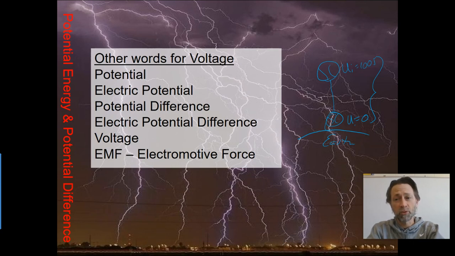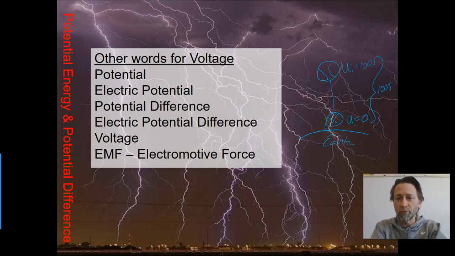Now, can't I say that the gravitational potential difference is 100 joules? The difference between 100 and 0 is 100. And so in essence, that potential difference is the same as whatever the potential is. And that's kind of how we'll do a lot of it.